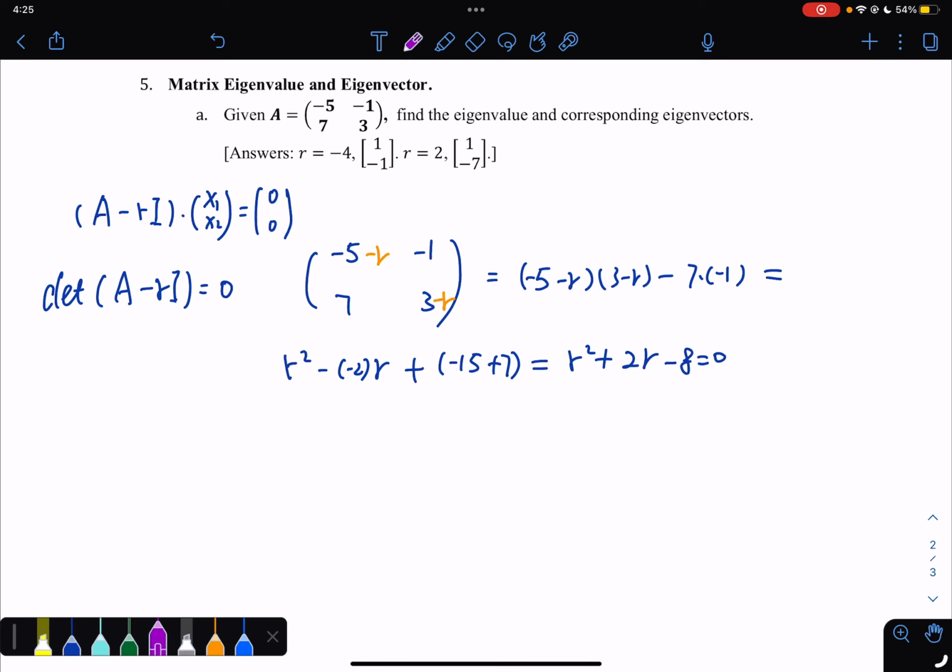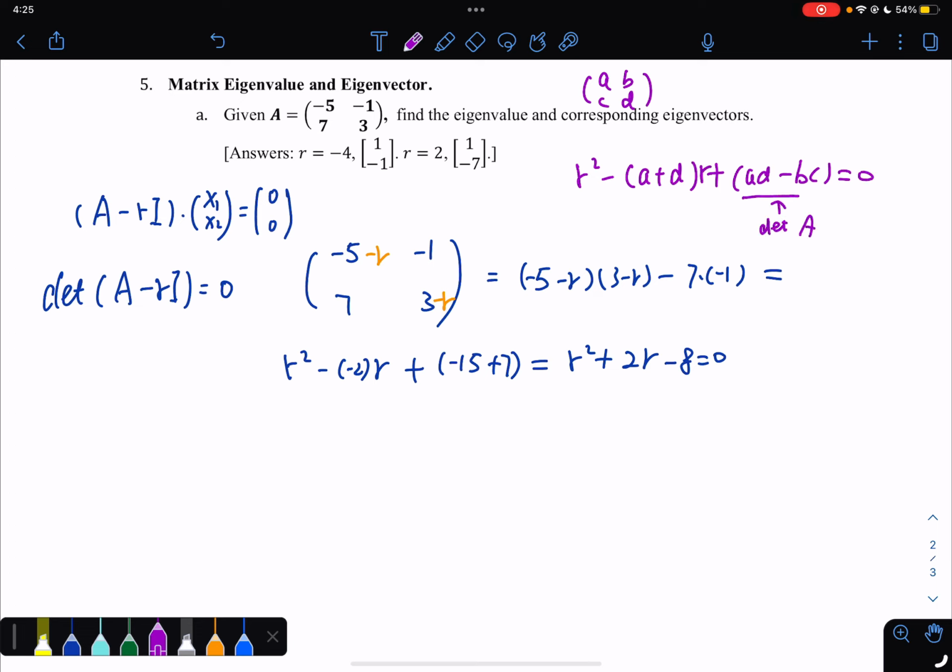You can, like I said, memorize the formulation as R squared minus (A plus D, the diagonal entries of A, B, C, D), and then plus AD minus BC equals 0. My bad, I forgot the R. This is the determinant of A, and this is what we call the trace of the matrix, which is adding the diagonal entries together. But whatever makes it easier for you to memorize the formulation. Start from scratch, carry out the calculation, or memorize the formulation.